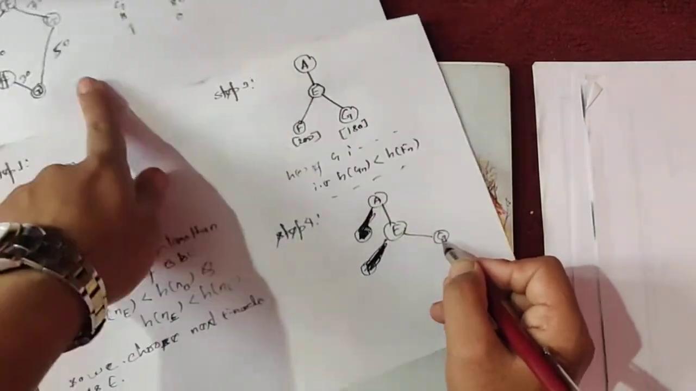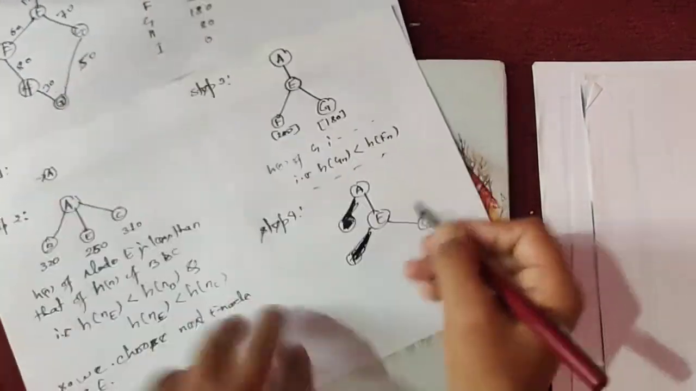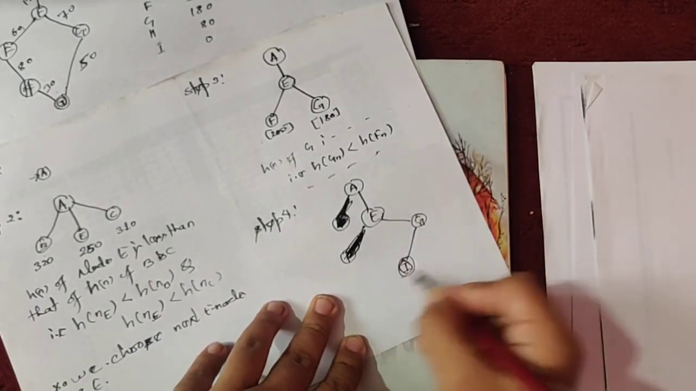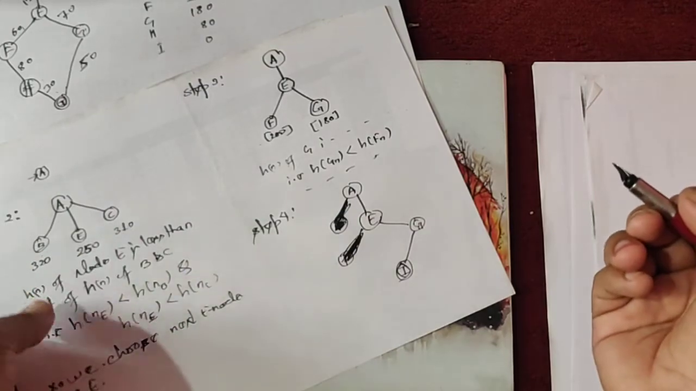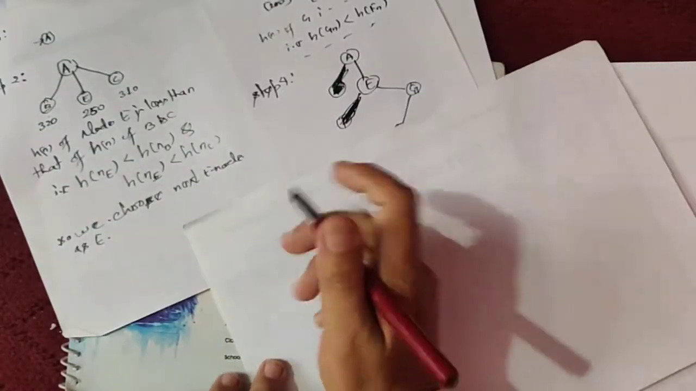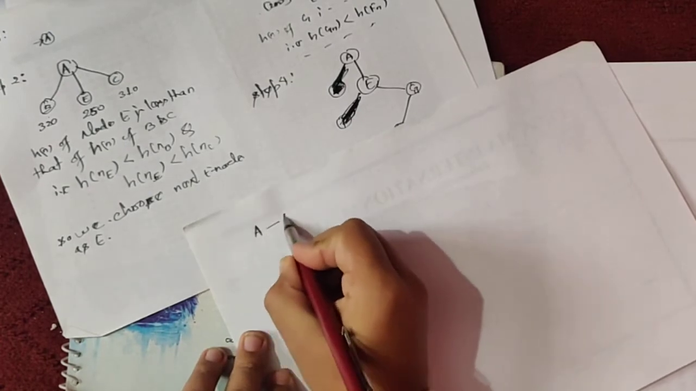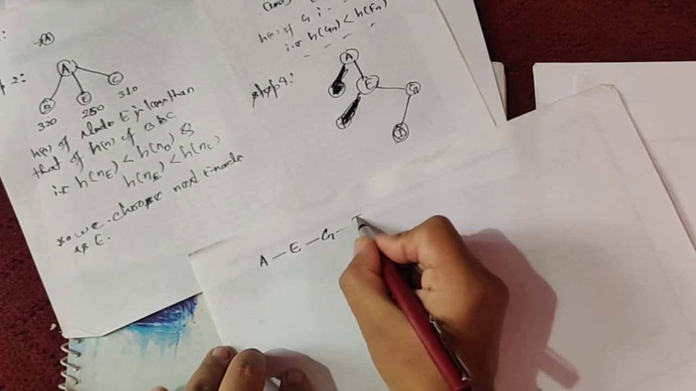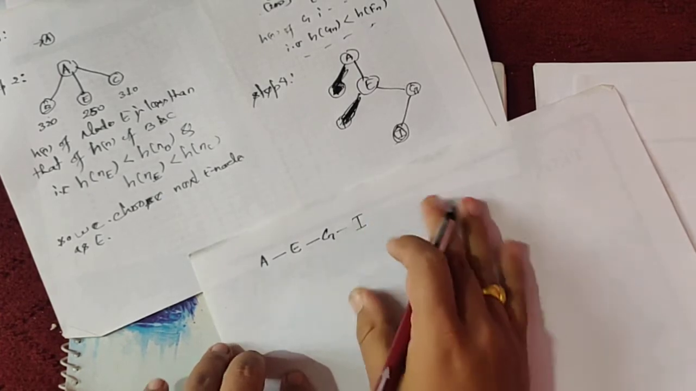G is explored with I. In this way, I is the goal node. So we have reached the goal node. So we have the path A to E, E to G, and G to I.